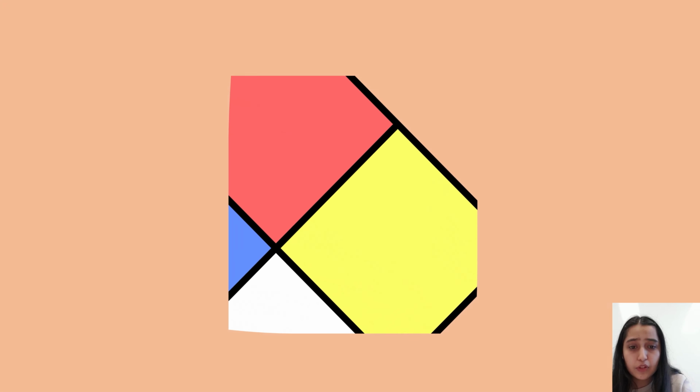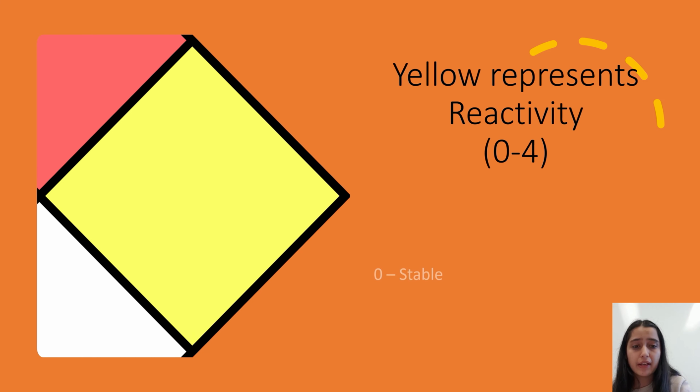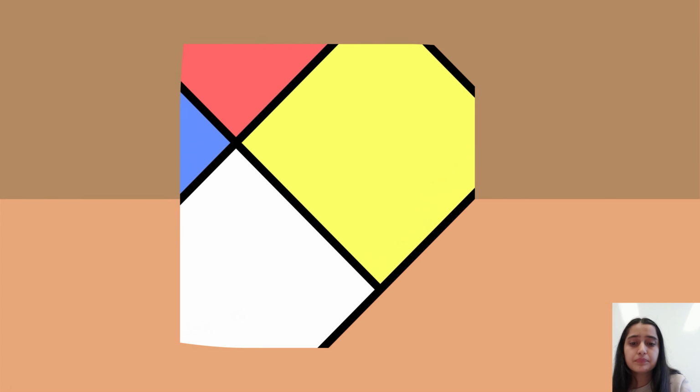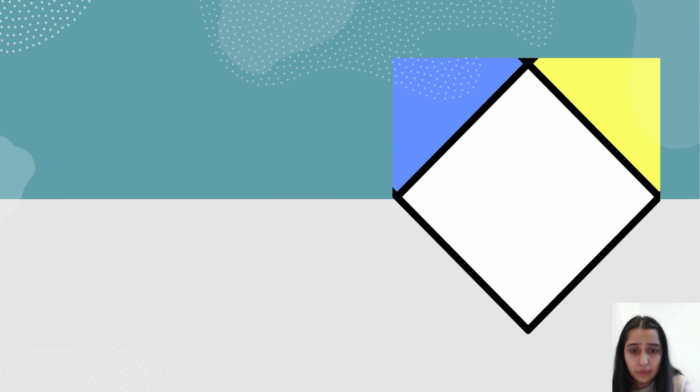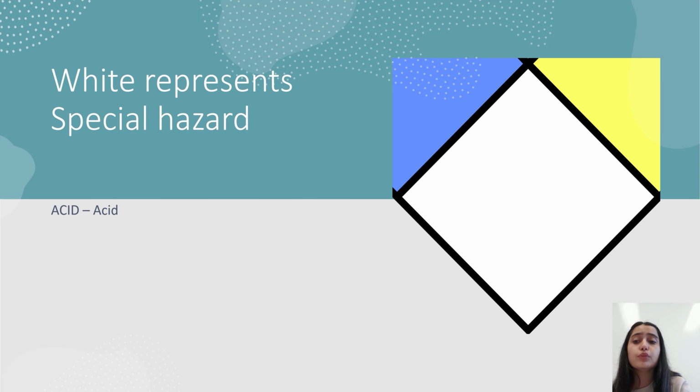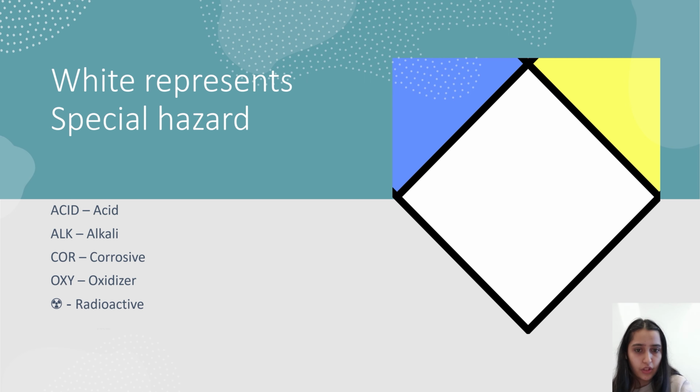The yellow diamond on the right represents how reactive the material is. The white diamond conveys special hazard information through symbols. If the chemical is an oxidizing agent, OXY will be written in the white diamond. Similarly, you can see other symbols which will be written if it has particular properties.